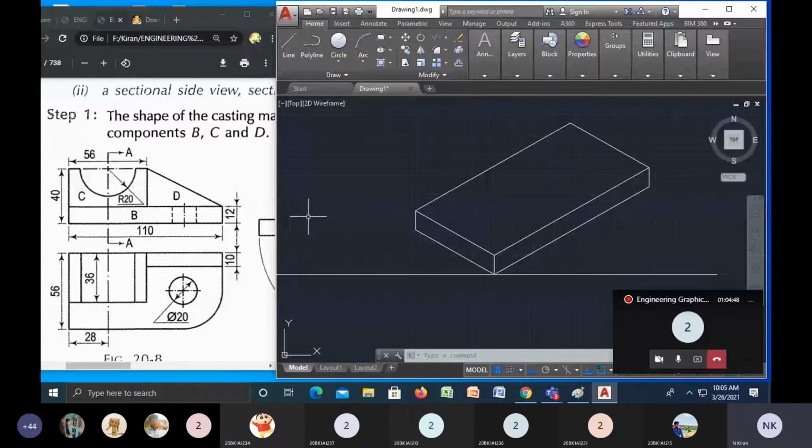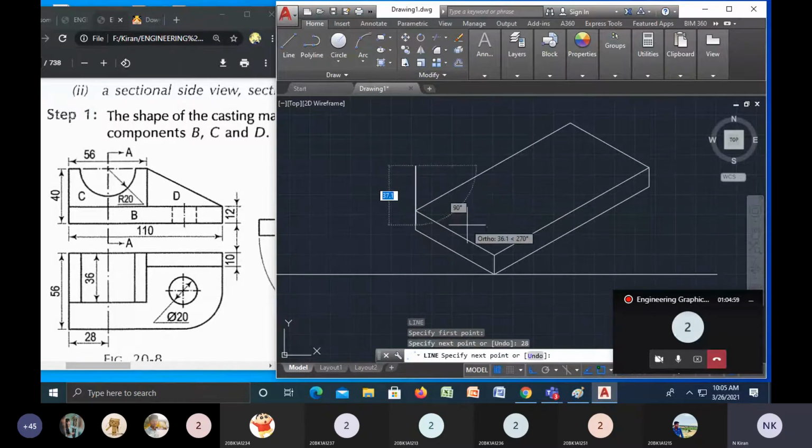So again, now L enter. From this point, what is the height? 28, enter. Now again I should come this side. So what is the angle I have to give? Shift at the rate, and what is this distance? You can see here, this is your 36.